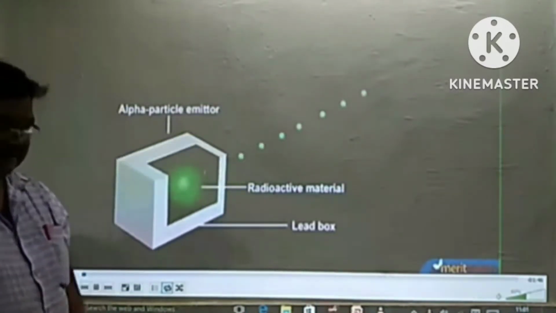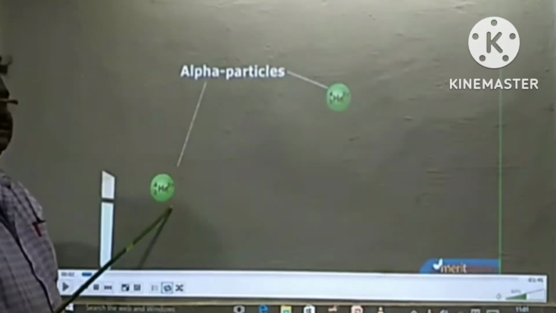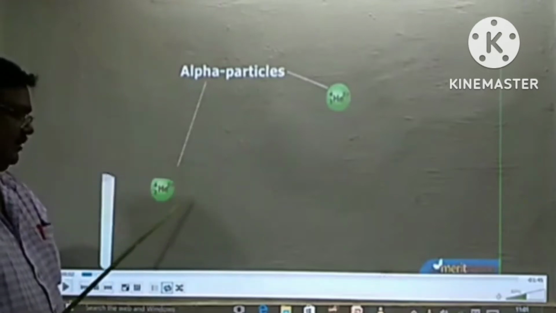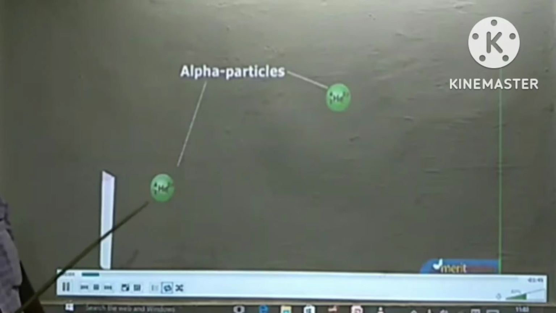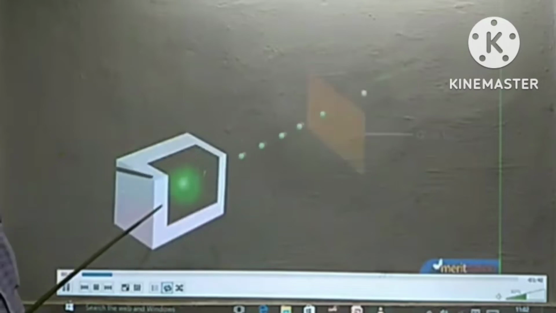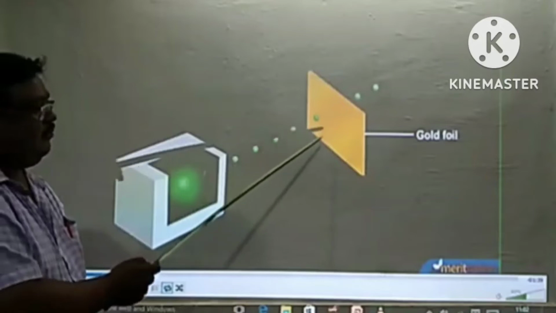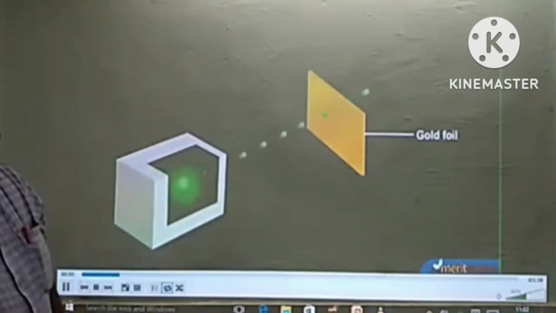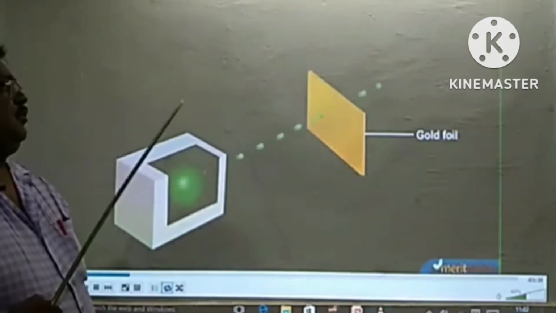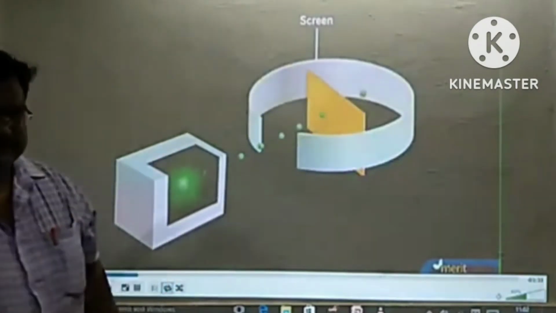It emits alpha particles. Alpha particles are nothing but doubly positively charged helium ions. We can also call them helium nuclei. These alpha particles were bombarded on a very thin gold foil. You can see here, this is the gold foil, and the alpha particles were bombarded on it. At the back side of the gold foil, there was a circular zinc sulfide screen. It was provided in order to record the number of impressions made by the alpha particles.